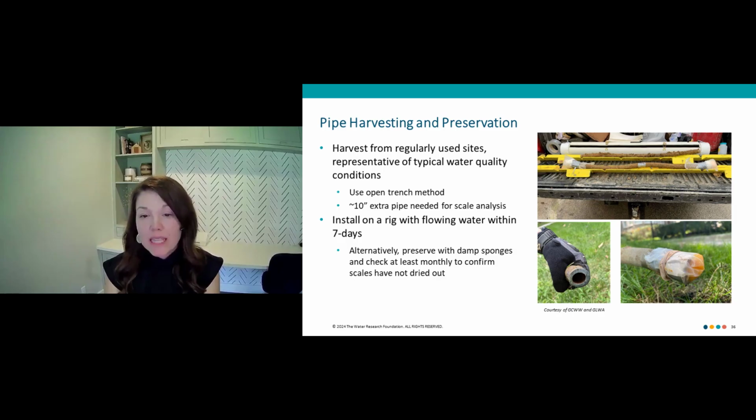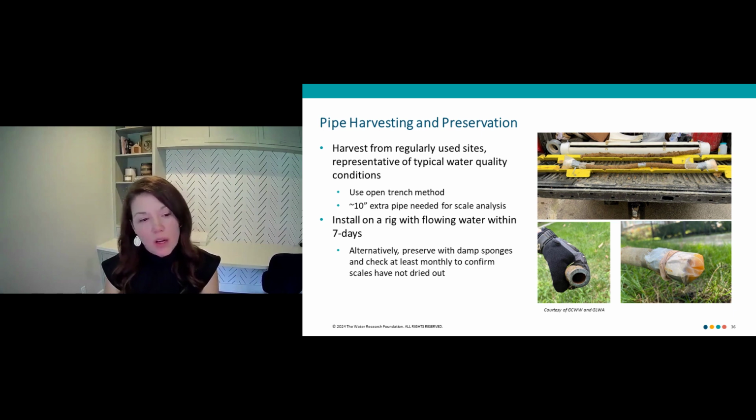We recommend putting damp sponges in the end and checking the pipes at least monthly, if not weekly, to try to confirm that the scales have not dried out, and if needed, re-wet the interior scales. I do just want to note that there are videos available online to illustrate both the harvesting and preservation process.